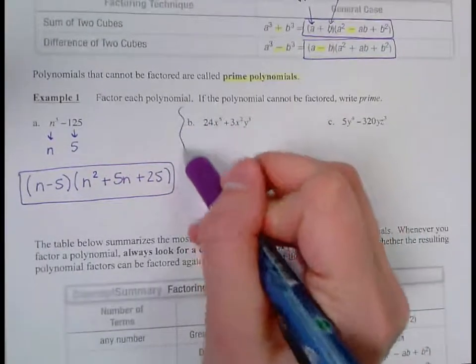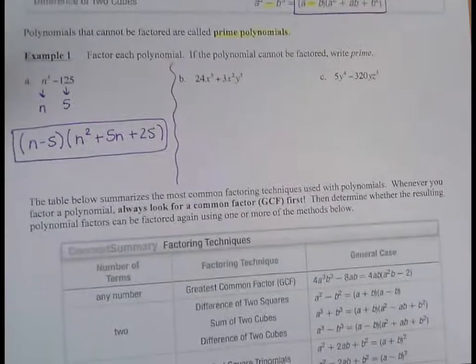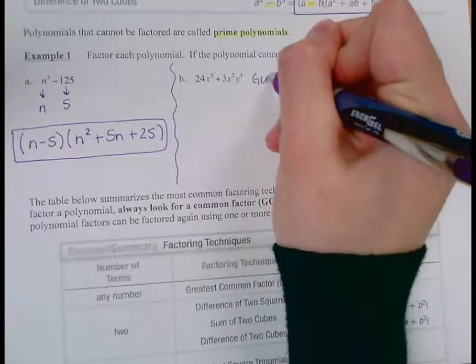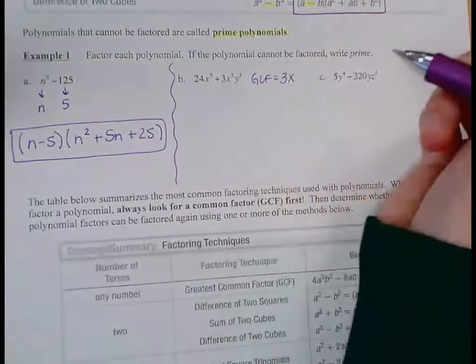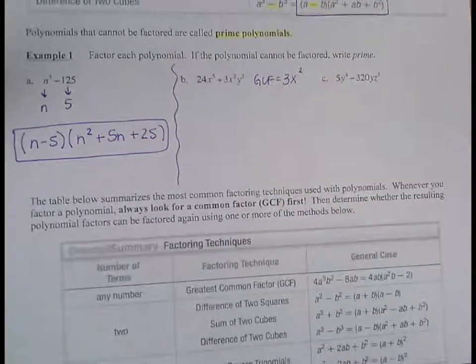All right, if we look at B, 24x to the 5th plus 3x squared y cubed. So hopefully you can tell just from glancing at the exponents, as it is right now, we don't have a sum of cubes. Is there a GCF for these two terms? They have a 3 in common. Anything else? An x squared. They both have an x squared. So I should factor out the GCF first.